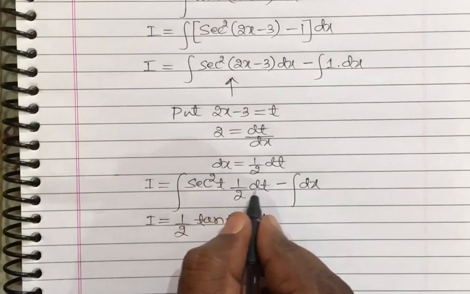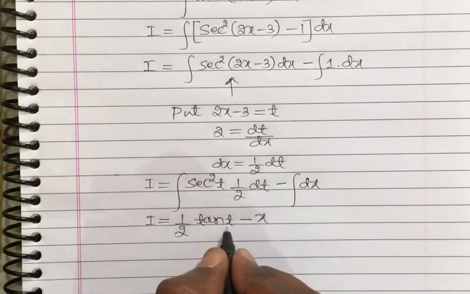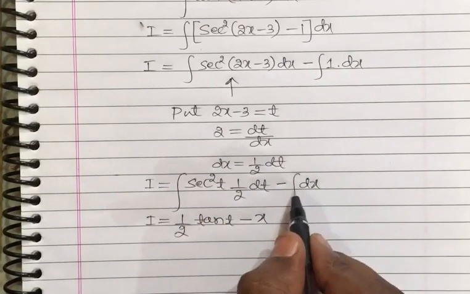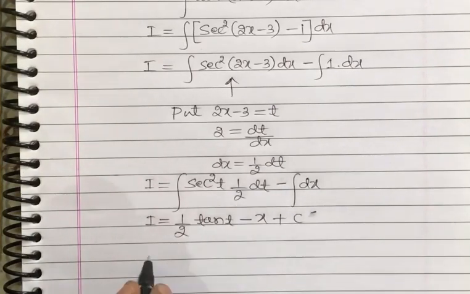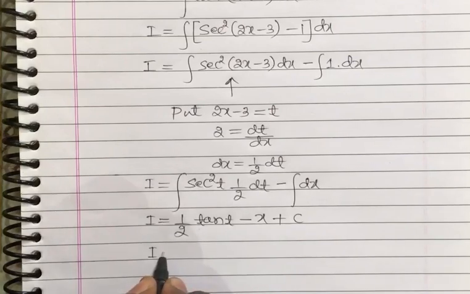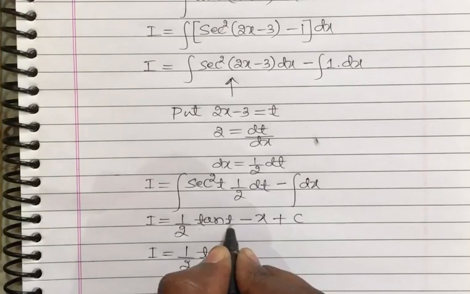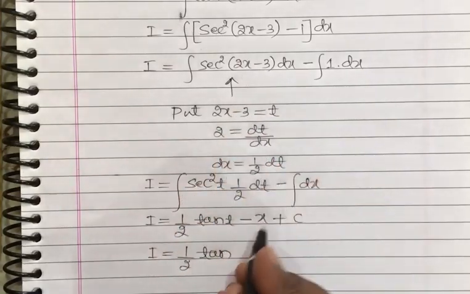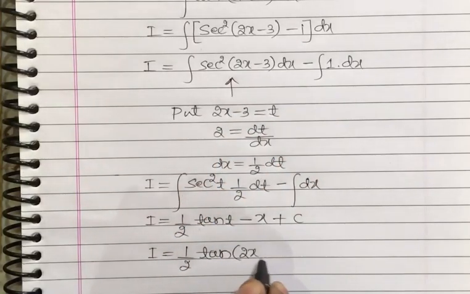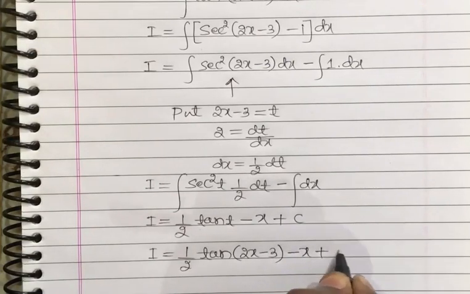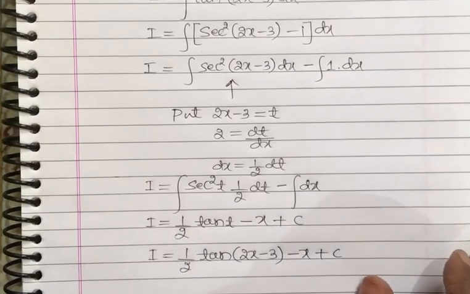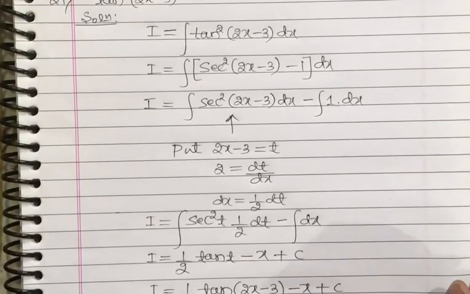Here we are integrating with respect to t, that is why I have written t here, and here we are integrating with respect to x. So plus c. Now we have to replace t. 1 by 2 tan t is nothing but 1 by 2 tan 2x minus 3, minus x plus c. So this is all about the 21st problem.